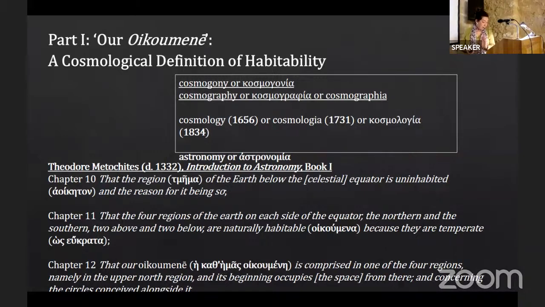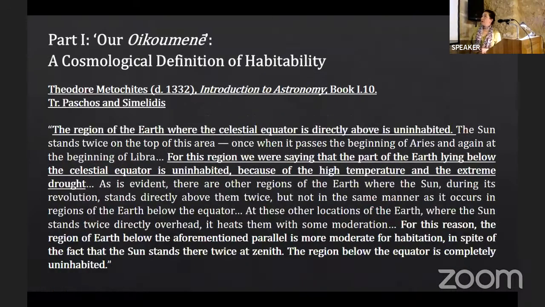It is located in the upper north region, and yet this is a necessary but not a sufficient condition for the circumscription of the region our historical actors refer to as theirs. And if we look again at the title of chapter 12, that our Oikoumenē is comprised in one of the 4 regions, namely the upper north region, and it begins occupying space from there. In sum, habitability or inhabitability, of course, relates to climatic conditions, and they are or are not favorable to human life. However, those climatic conditions are a function of the structure of the universe and of the relative positioning of the movement of 2 key celestial objects, the sun and the earth. So how is this defined in more detail by Metochites in the first geographical chapter?